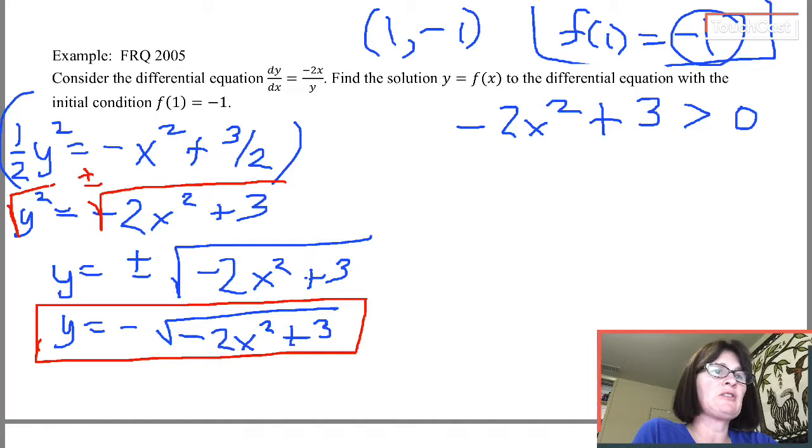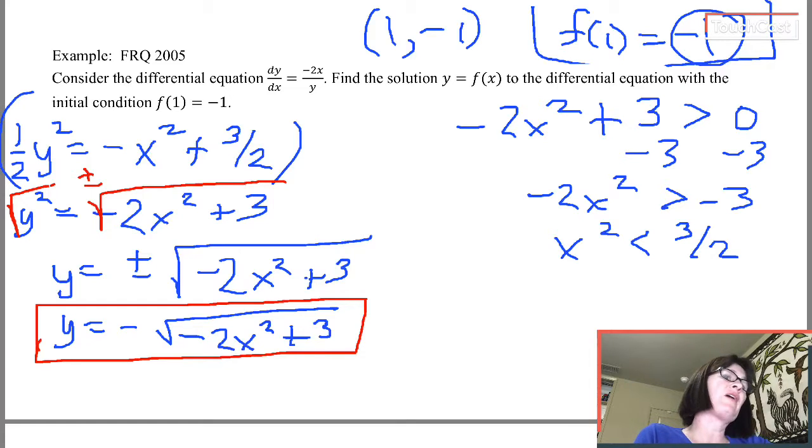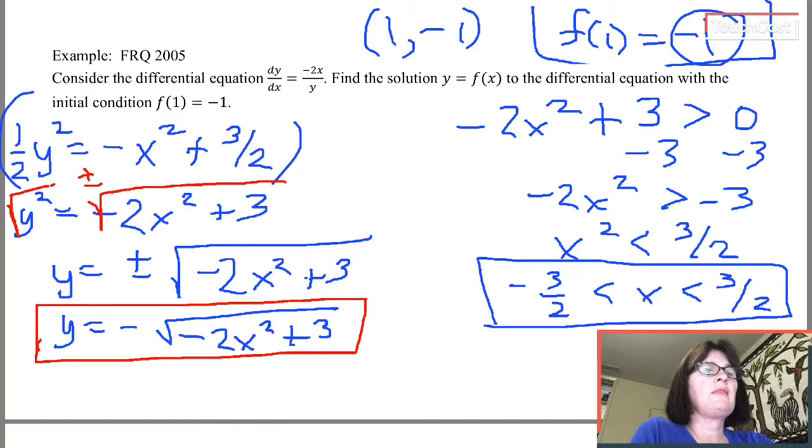I'm going to isolate the x here, so I'm going to subtract 3. I get negative 2x squared is greater than negative 3. I'm going to divide both sides by negative 2, which means I'm going to have to flip the inequality sign around. And for x squared to be less than 3/2, that means x is between negative square root of 3/2 and positive square root of 3/2. So this answer is my function. It's the solution of the differential equation. This is the domain statement for my solution.